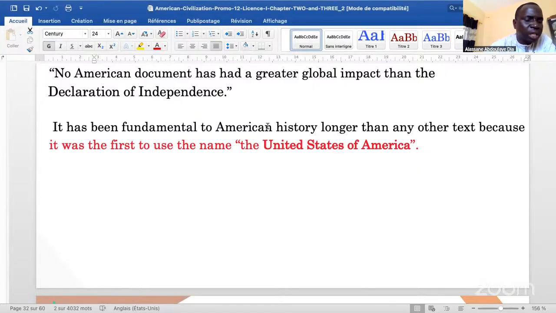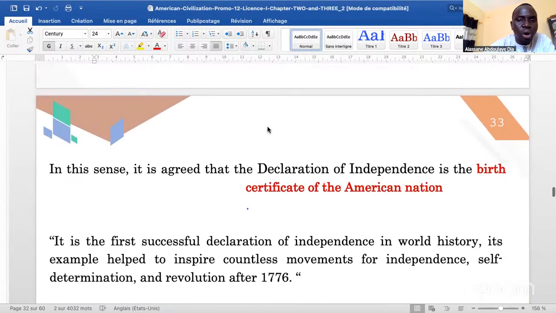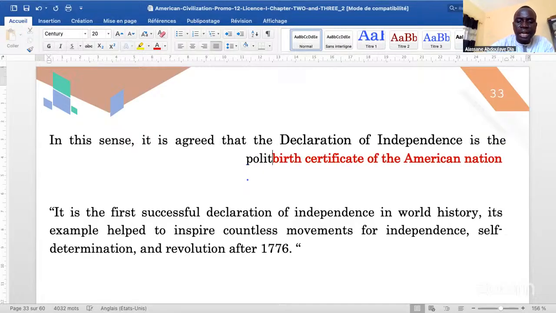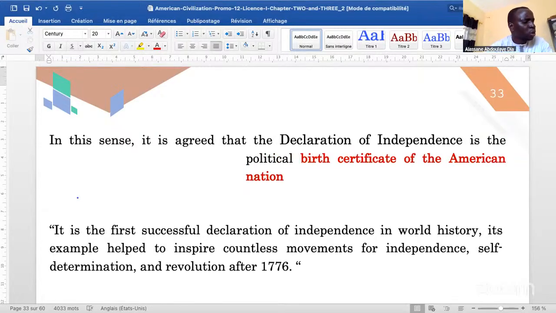Now, it has given the country a name. And so, this is the reason why many people defend that the Declaration of Independence is a political birth certificate of the American nation. I repeat again, the Declaration of Independence is the political birth certificate of the American nation.